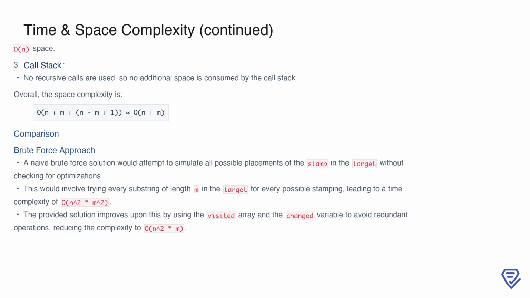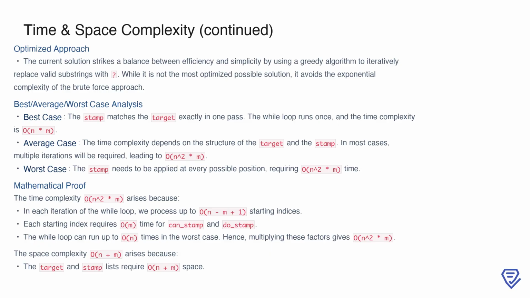A naive solution would try every possible placement of the stamp in the target without optimization. This would involve testing every substring of length m in the target and simulating all possible stamping operations, leading to a time complexity of O(n² * m²). The solution we're discussing is far more efficient because it uses the visited array and the changed variable to avoid redundant operations. This optimization reduces the time complexity to O(n² * m), while keeping the space complexity at O(n + m).